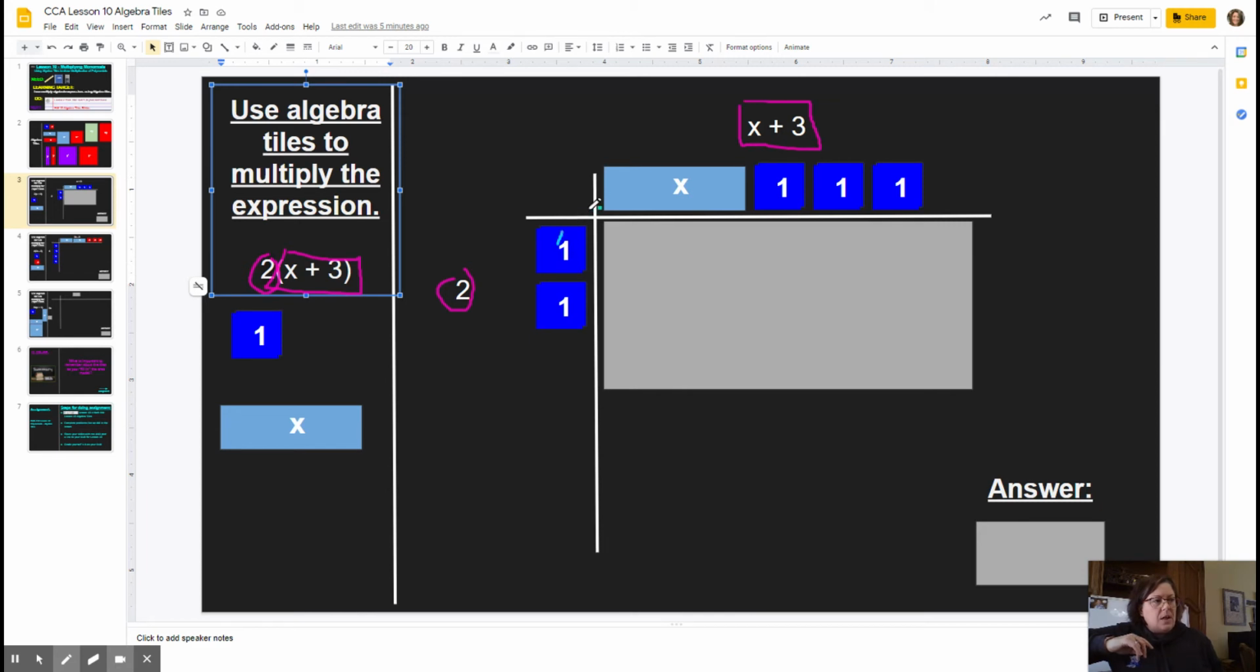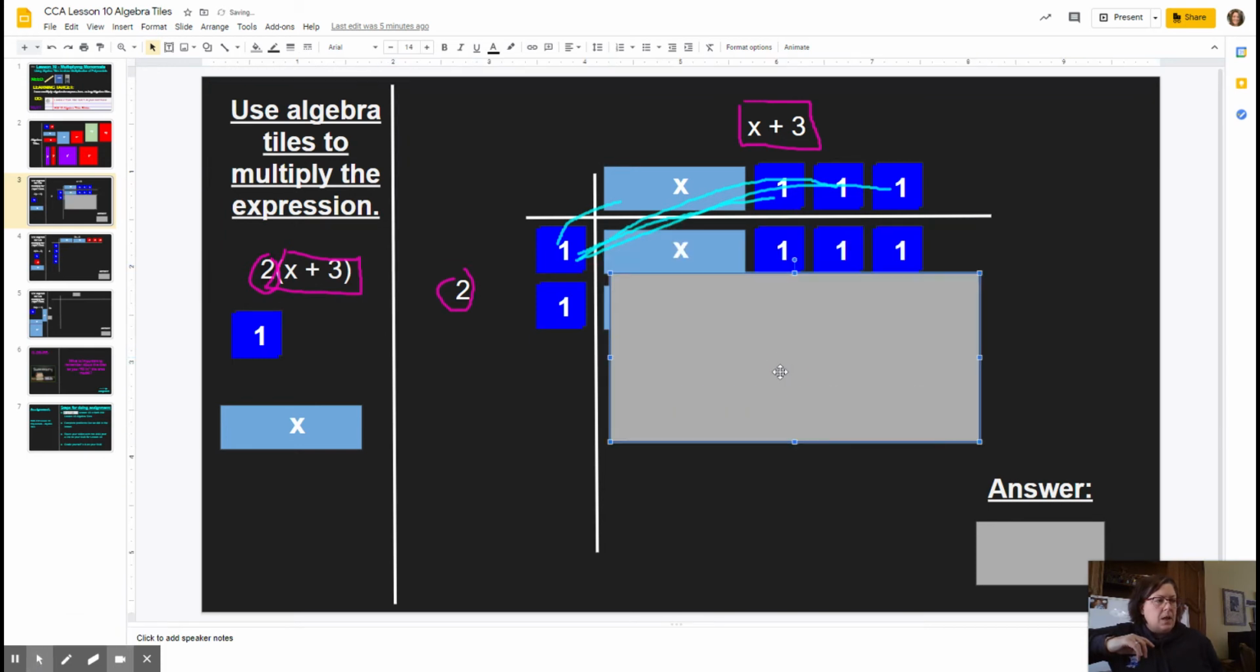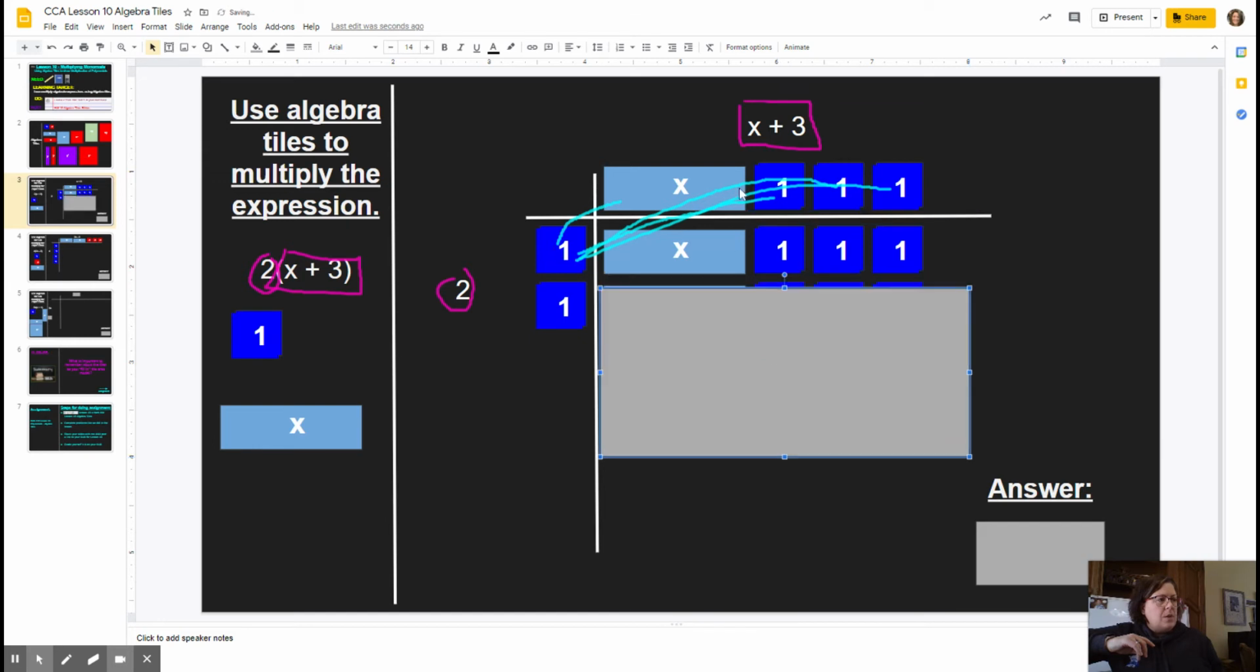So I'm going to do 1 times x, 1 times 1, 1 times 1, and 1 times 1. 1 times x gives me x. 1 times 1, 1 times 1, 1 times 1. So take a moment and fill that in also.